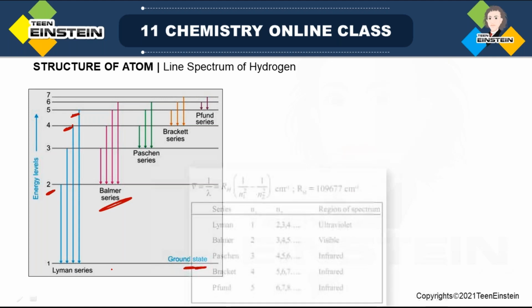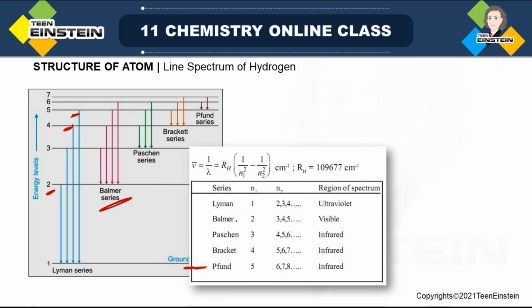This series can be expressed by a common equation, which is 1 by lambda, or you can write nu bar, because nu bar is 1 by lambda, that is equal to RH, where RH is a constant having the value 109677 centimeter inverse. Then in the bracket you can see 1 by n1 square minus 1 by n2 square. Here n1 is basically the lower level, to which the electron is ultimately reaching, and n2 is the higher.